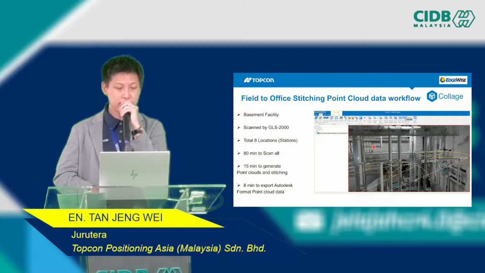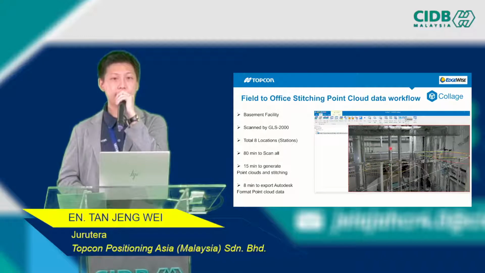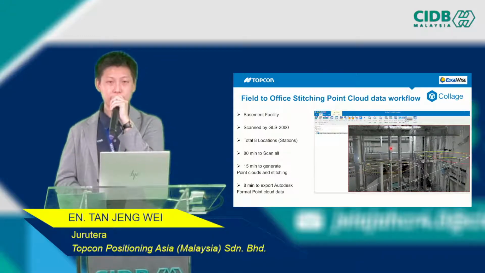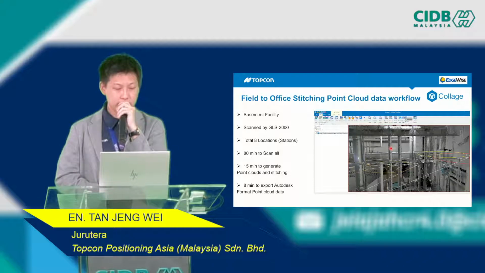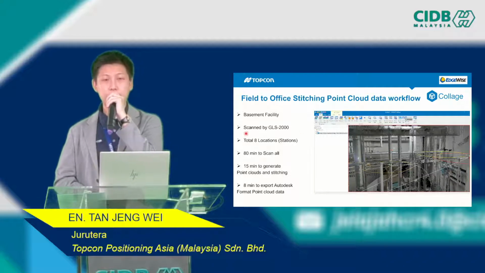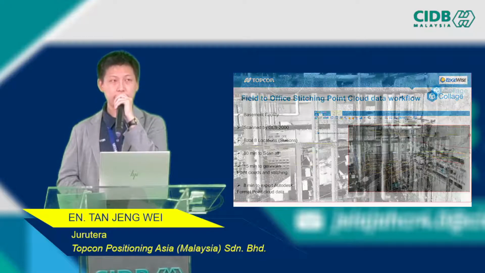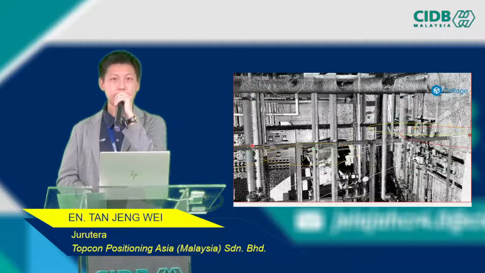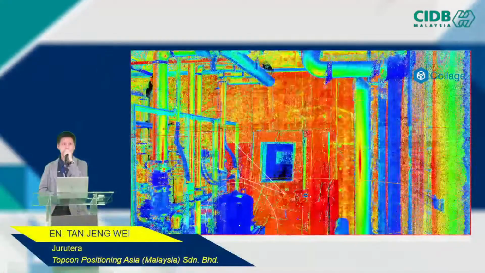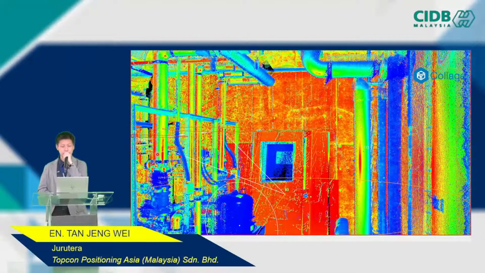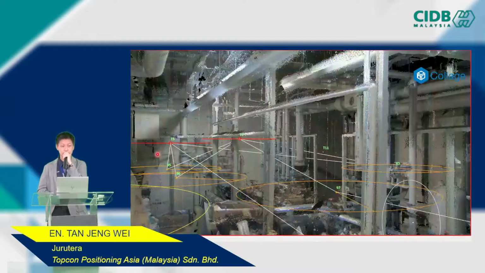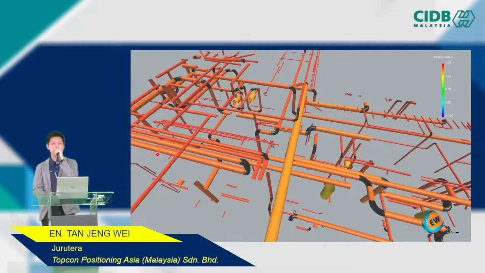Okay, so this is another example, which is the piping, I believe. It is a basement facility, and we scanned it using our GLS 2000. In total, we have 8 stations for this project. And this is the point cloud. This is also the point cloud. Right? When we import into H-wise, it will help us to convert the point cloud to the 3D model, like what you've seen in this slide.